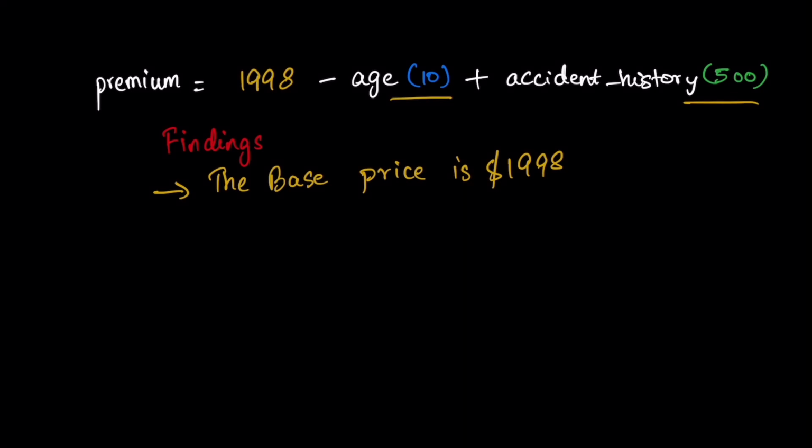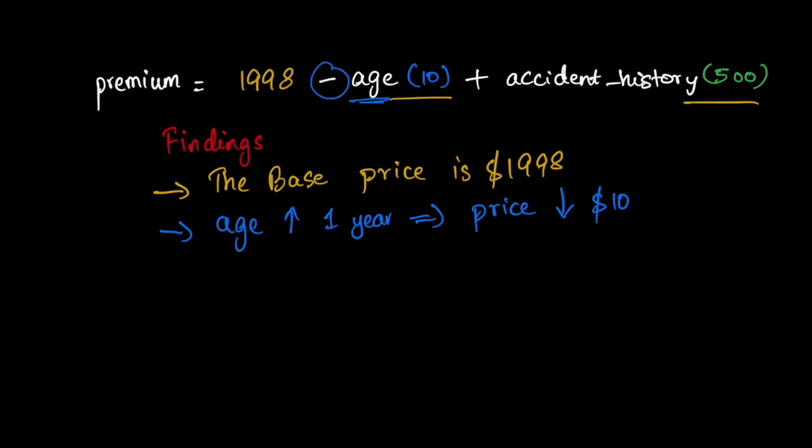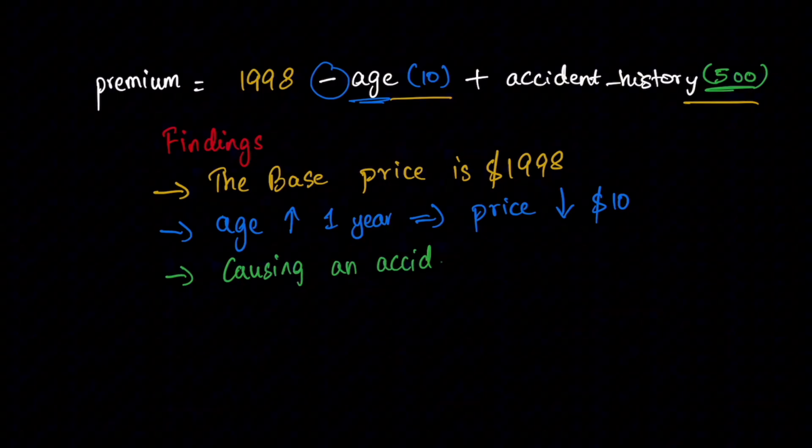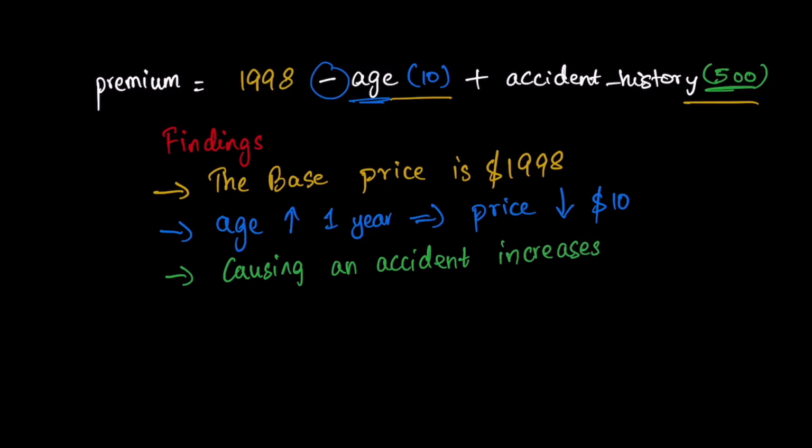From there, if we look at the age coefficient, we see that it has a negative sign. This means that as age increases, the premium decreases. Specifically, for every 1 year increase in age, the premium goes down by about $10. Similarly, if we look at the accident history coefficient, it's a positive value. That means if a person has caused an accident, the model increases their premium by about $500 compared to someone with no accidents.